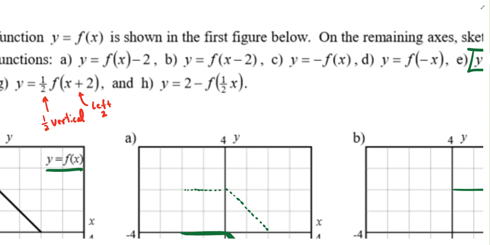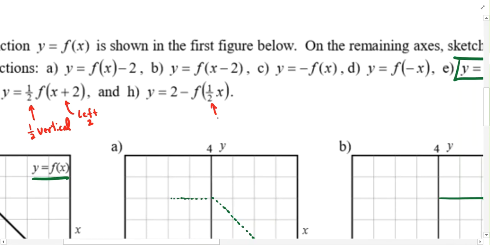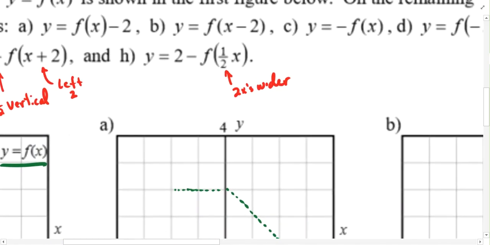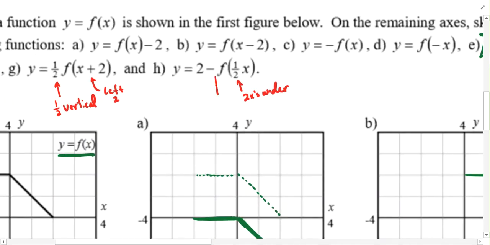And now for the last example, we have 2 minus f evaluated at 1/2 of x. Well, this 1/2 on the interior represents a horizontal stretch, and since we're thinking opposites here, a b-value of 1/2 doesn't make it half as wide. It actually makes this 2 times as wide, so 2 times wider. This minus sign, don't forget, is a multiplication of -1, so this is going to be a vertical flip.